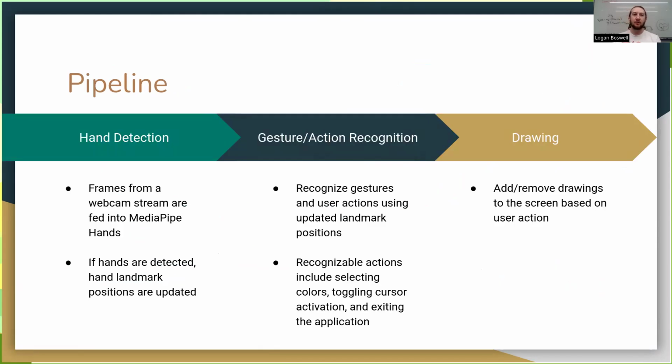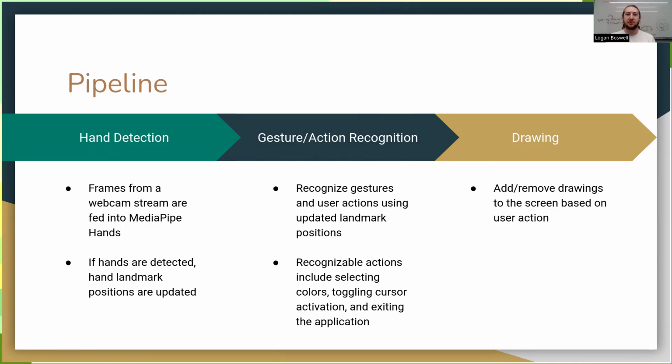This is an overview of the pipeline used in the actual application. First thing is hand detection. Frames from your webcam on your computer, you take a frame, and it gets fed right into MediaPipe's hand model, so it's able to recognize the landmarks on your hand. If a hand is detected, the landmark positions are updated. If not, you keep the same landmark positions and wait for a hand to be detected.